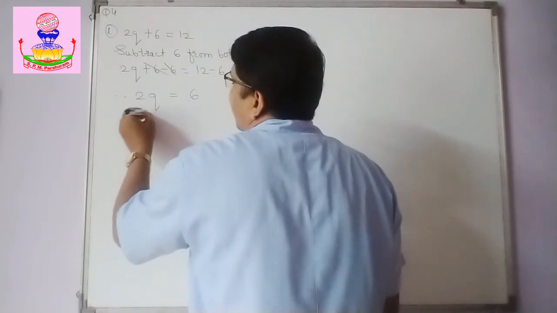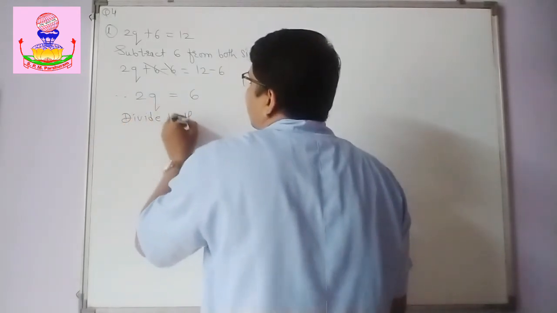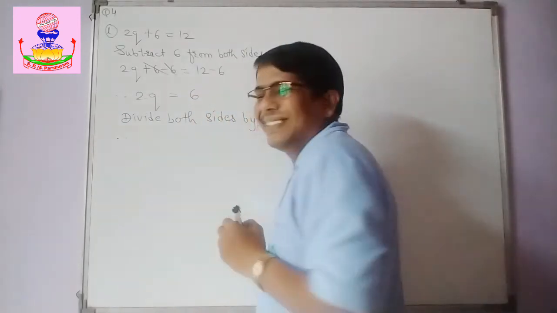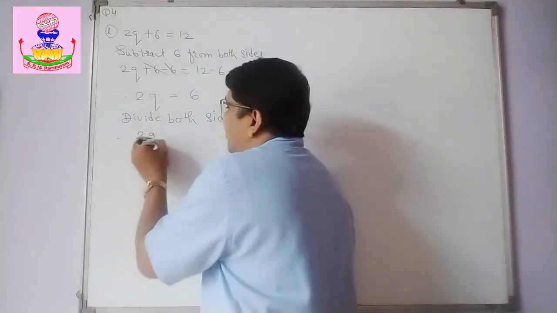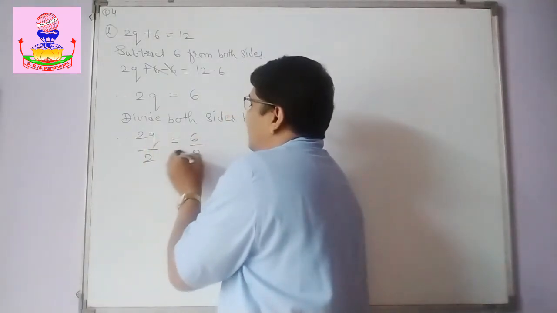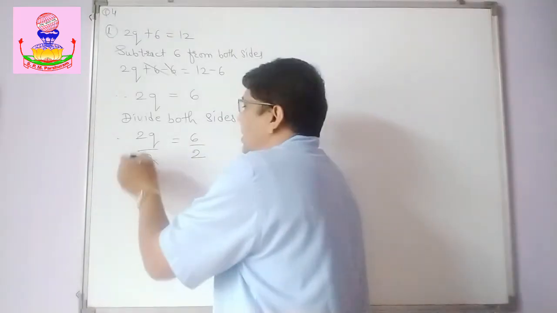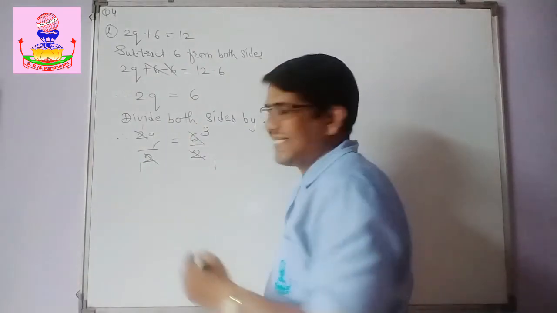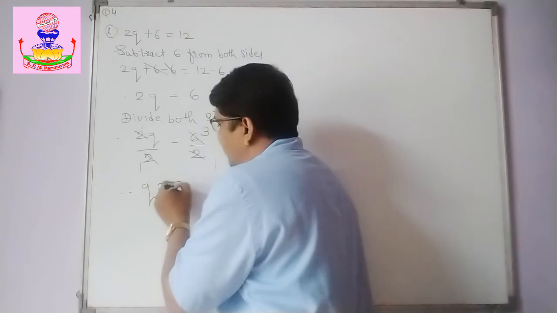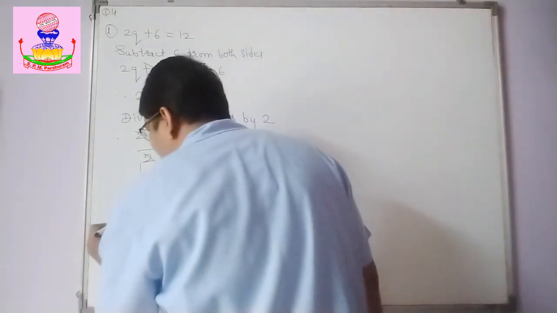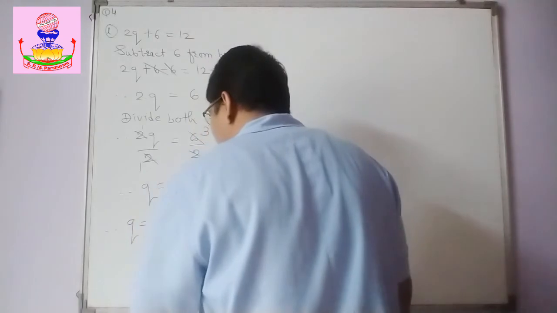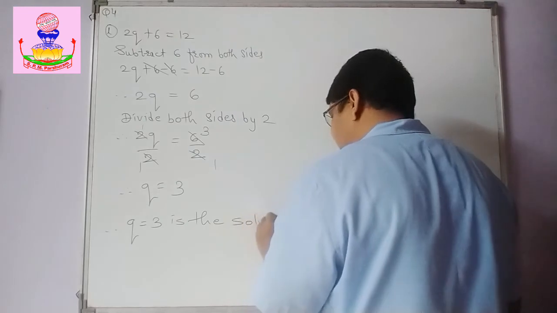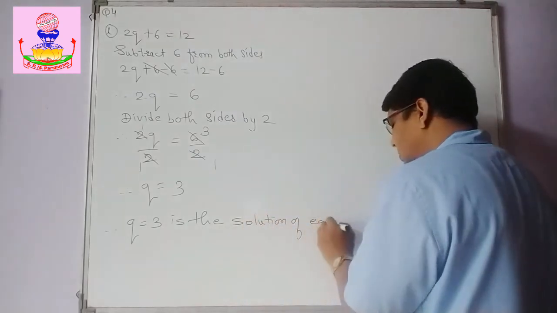So divide both sides by 2. Right? So 2q upon 2, that is equal to 6 upon 2. Okay. So 2 1 2. यहाँ पे 2 1 2, 2 3 6. So therefore Q is equal to 3. Right? Therefore Q is equal to 3 is the solution of equation.